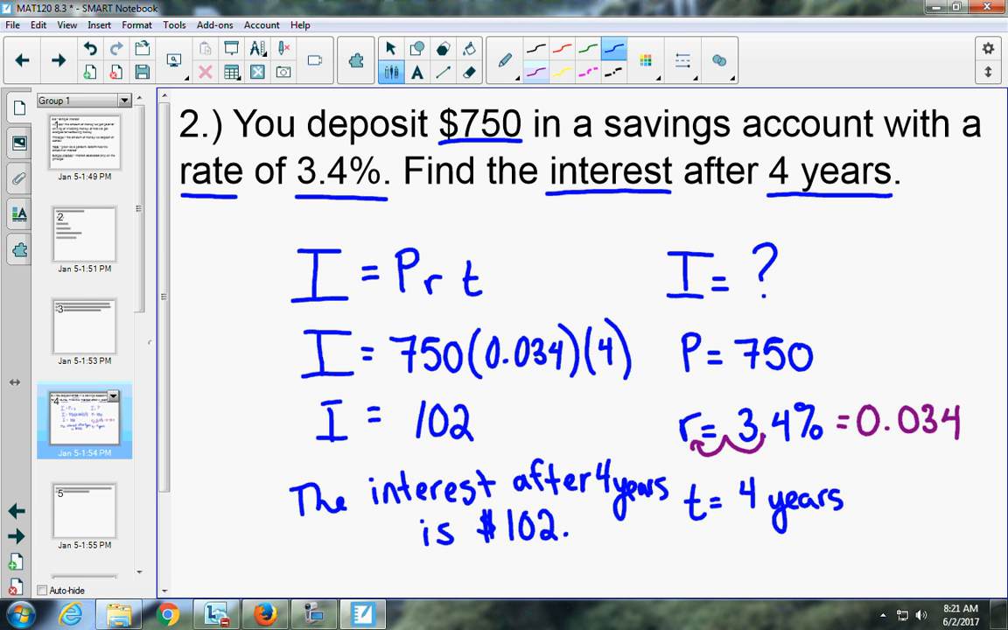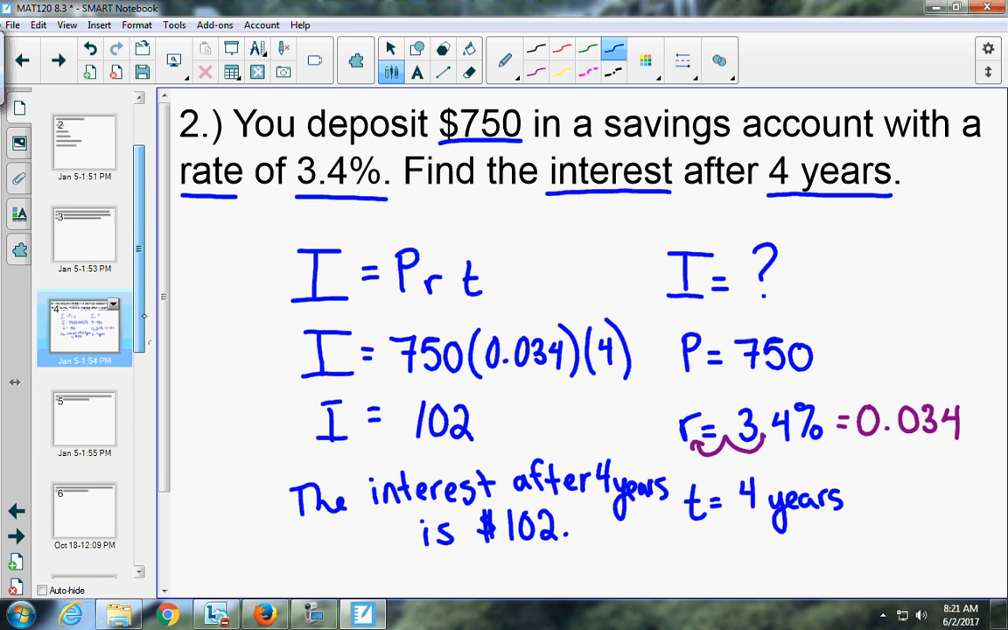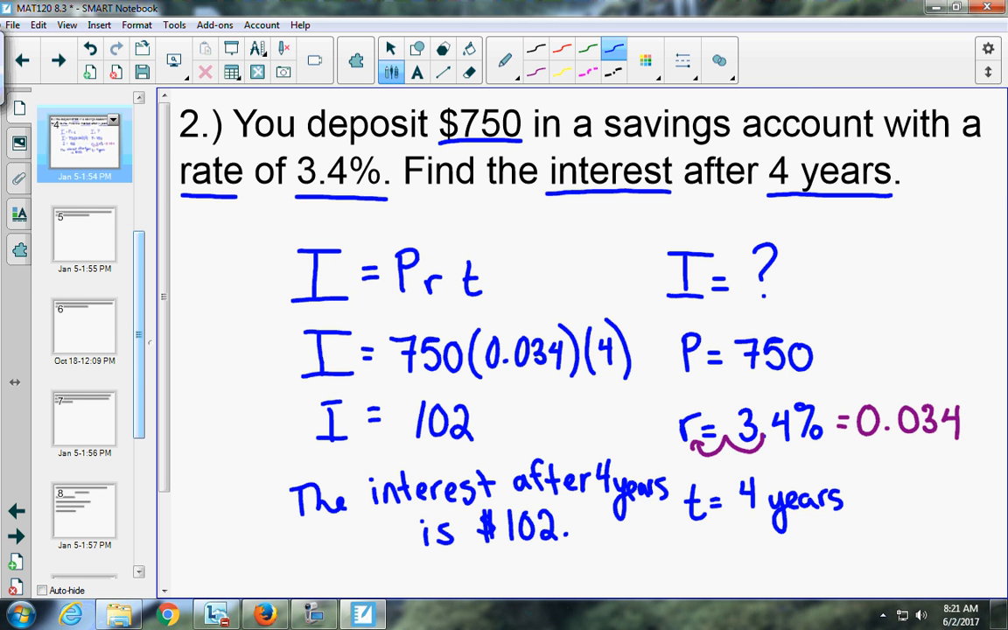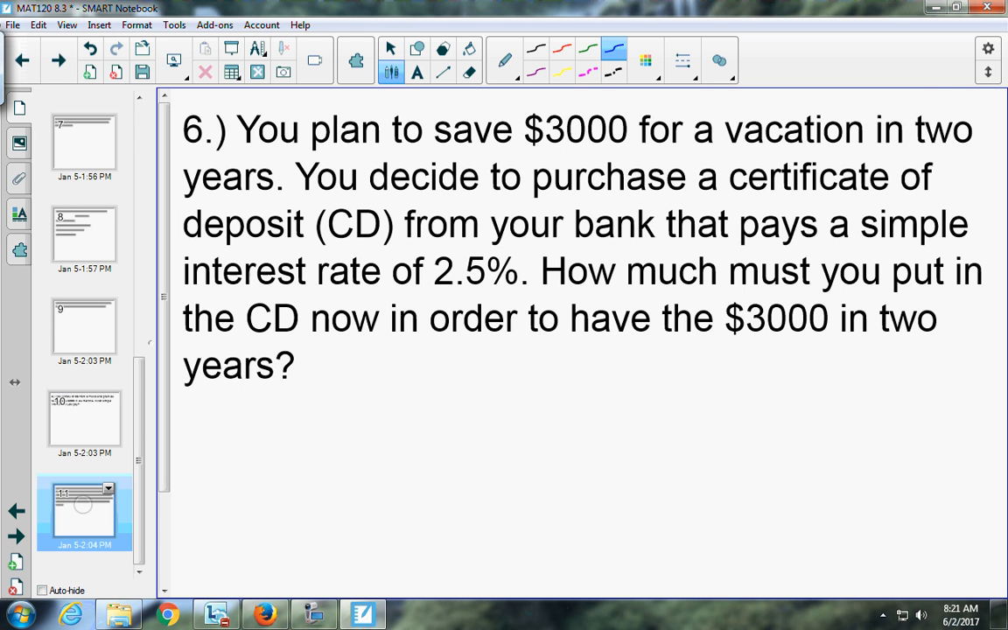We are going to skip ahead to example 6. You plan to save $3,000 for a vacation in 2 years. You decide to purchase a certificate of deposit, or a CD, from your bank that pays a simple interest rate of 2.5%. How much must you put in the CD now in order to have the $3,000 in 2 years?